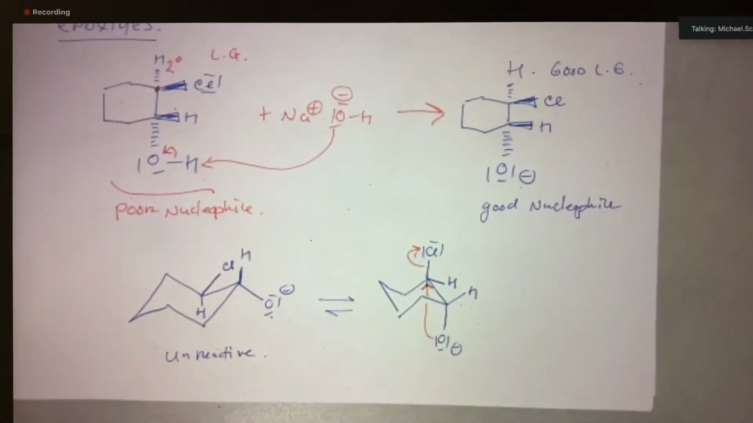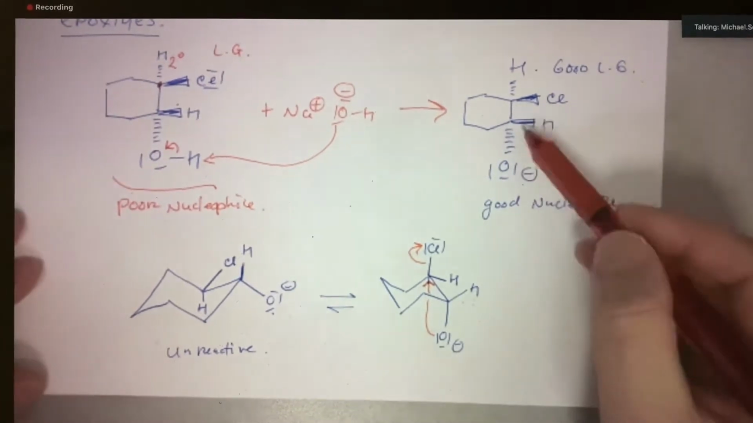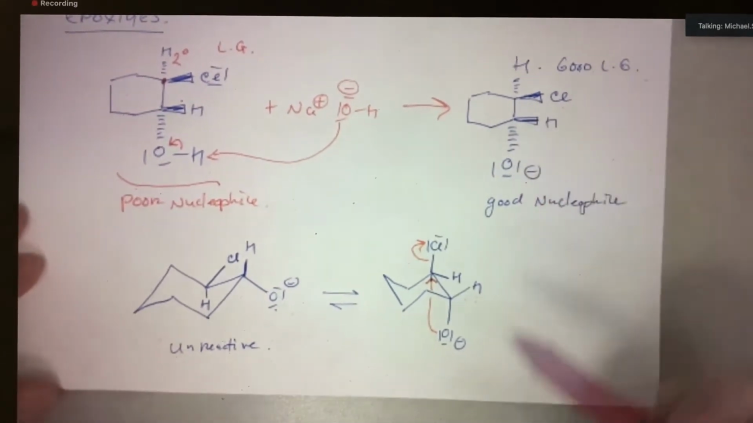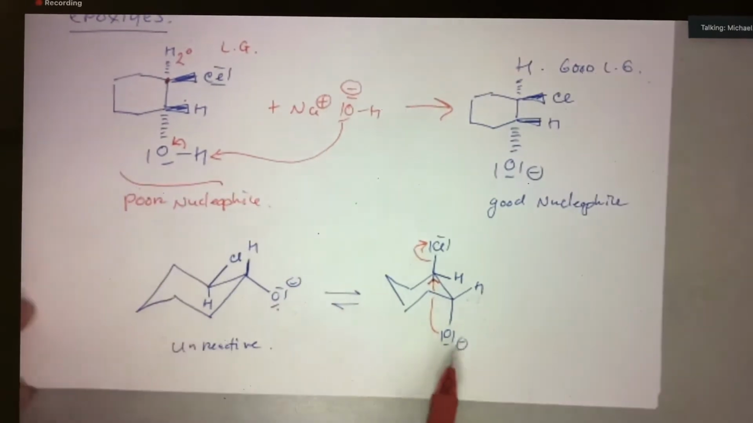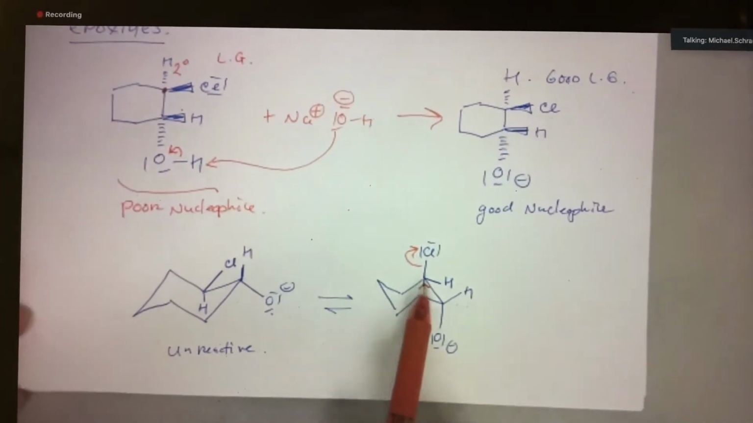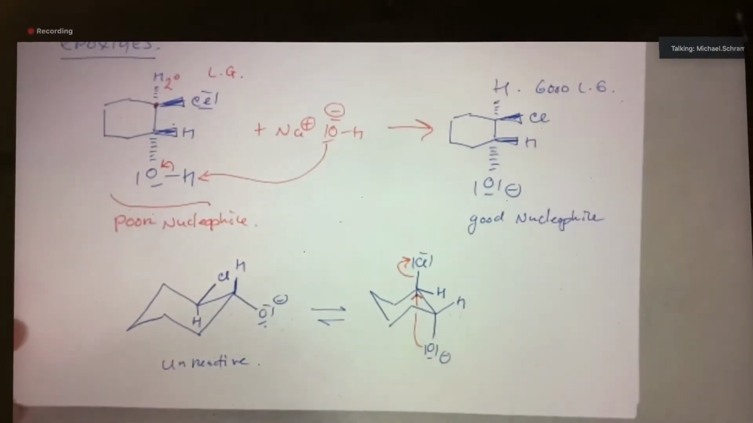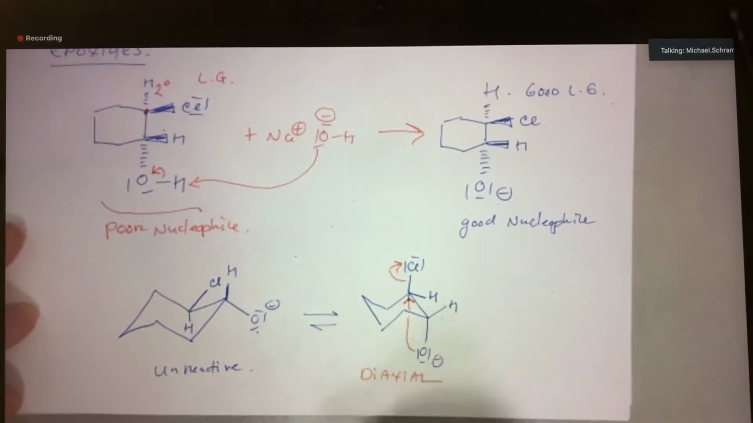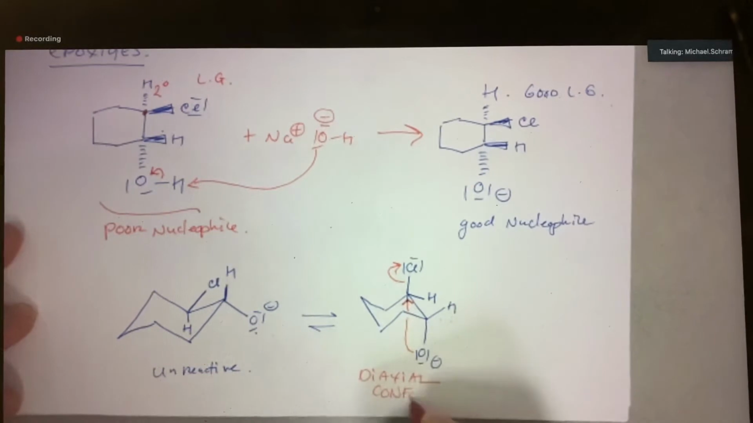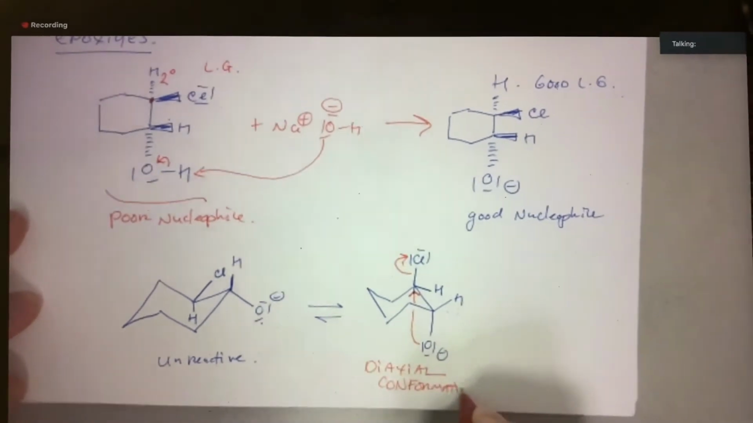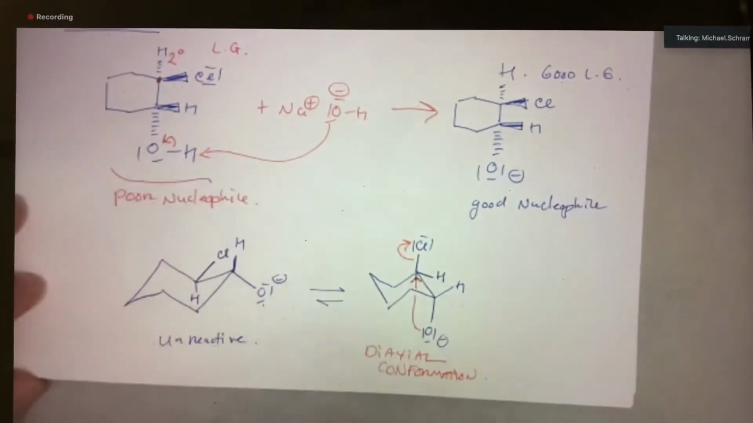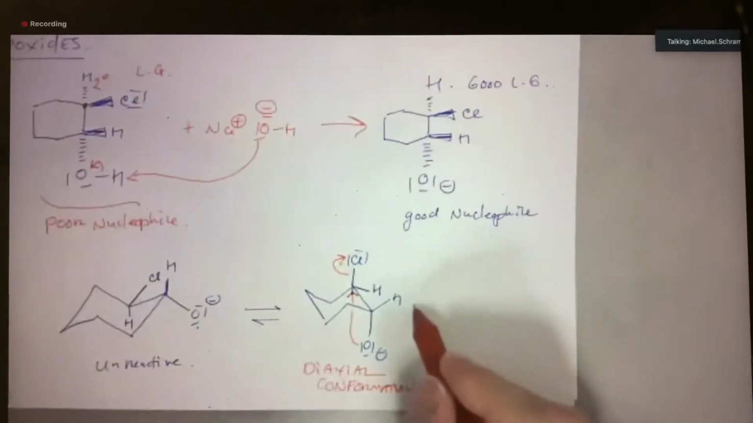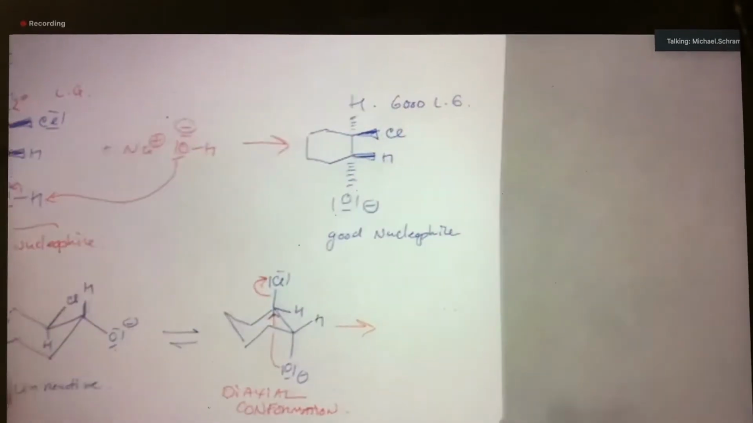I won't ask you to do this on an exam. You could just draw this mechanism internally, but I want us to see how this actually happened. For these electrons to find this backside location, we have to have this in a diaxial conformation. You could build it with a model to see for yourself, and when we do that, we get to an epoxide.